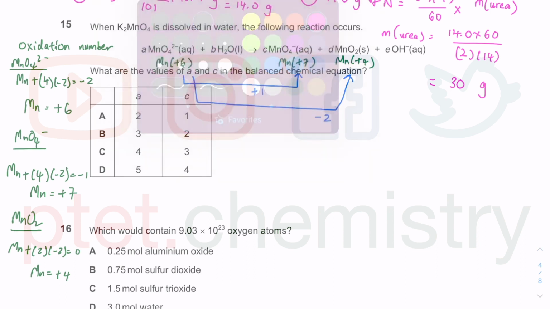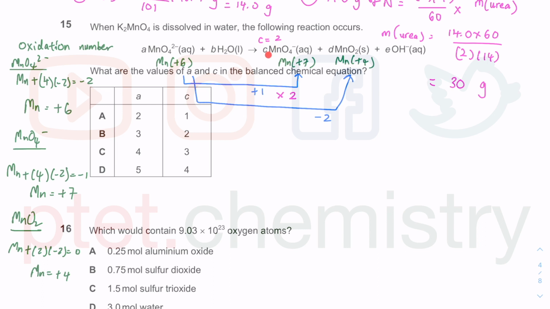Now we think about the changes in oxidation state. Changes in oxidation number must be balanced out. The manganese is the one that undergoes these changes, and plus 1 and minus 2 must be balanced out. The LCM of 1 and 2 is actually 2. So how can I get to 2? I multiply this by 2. So this means this C is equal to 2.